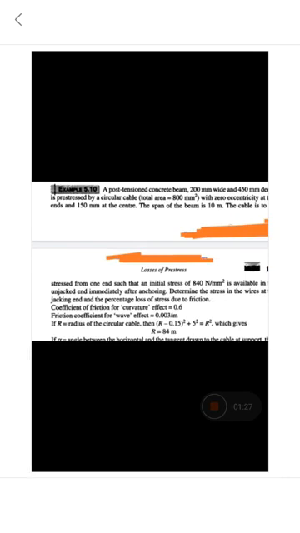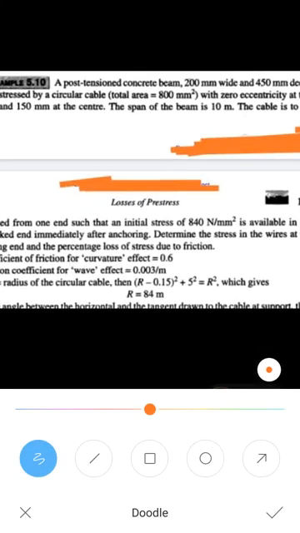So this equation you have to use here. This is the equation you have to use: (r minus 0.15) whole square plus phi square is equal to r square.